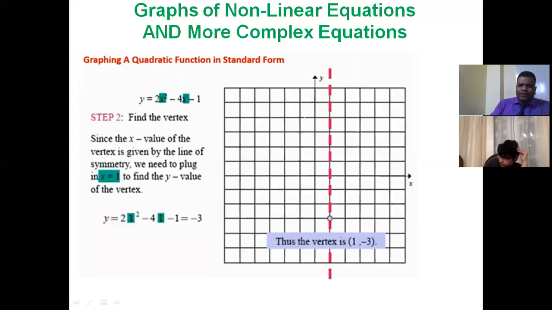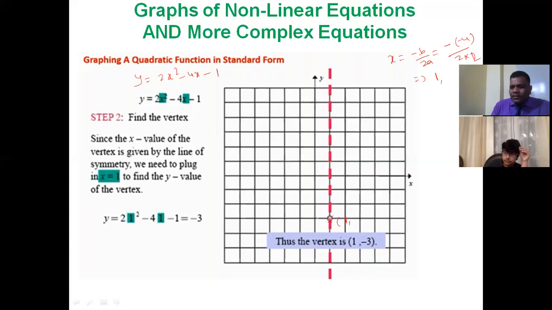So I've taken an example here. Let us say I wanted to plot y is equal to 2x squared minus 4x minus 1. I wanted to plot this one. So first what I need to find is the axis of symmetry. So what is the axis of symmetry? X is equal to minus b divided by 2a. Minus b is what? Minus b is 4. 2a is 4, and a is 2, right? So x is equal to 1 means the vertex x coordinate is 1.